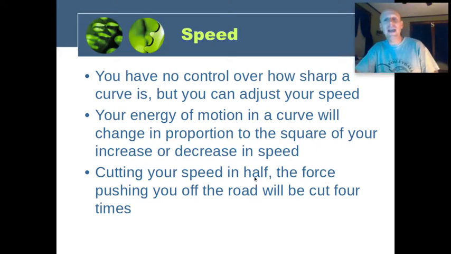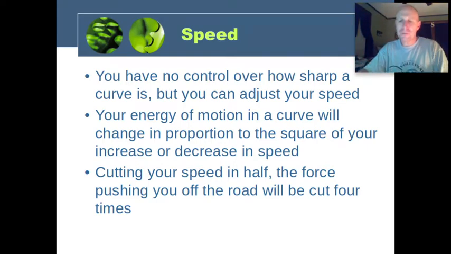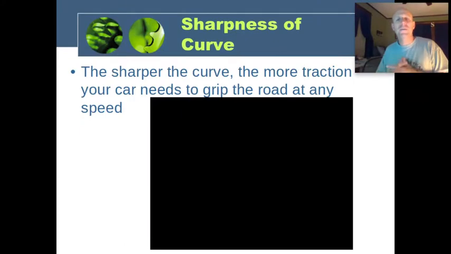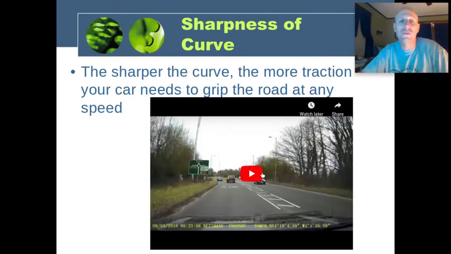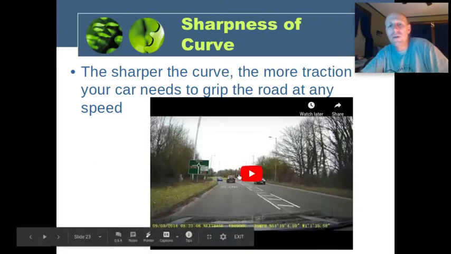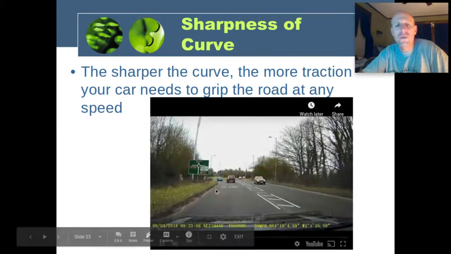Cutting your speed in half, which is a pretty big change, the force pushing you off the road will be cut 4 times. So that's a squared relationship. Sharpness of a curve, the sharper the curve is, the more traction your car needs to grip the road at any speed. Here we're going to watch a relatively slow speed situation.